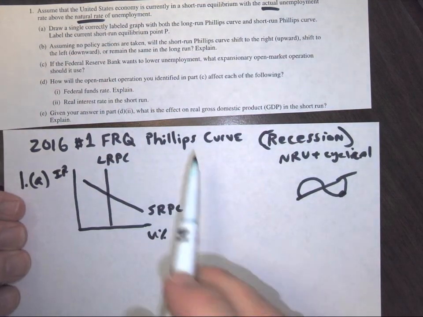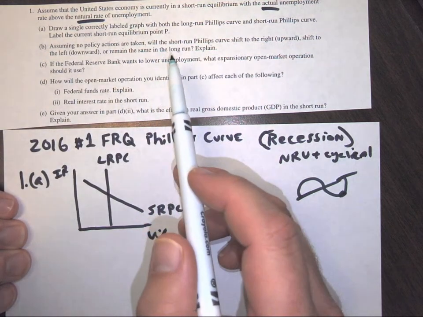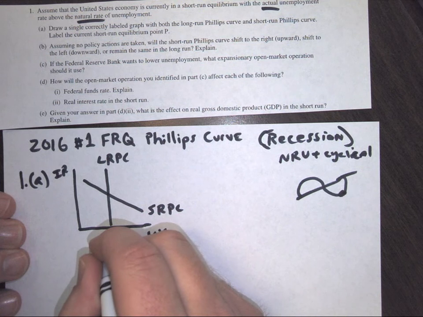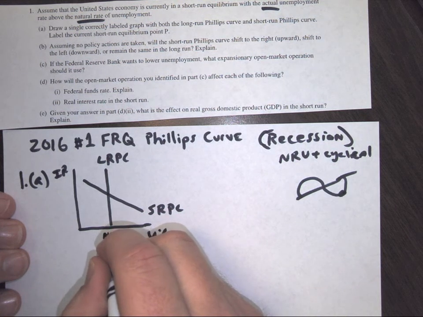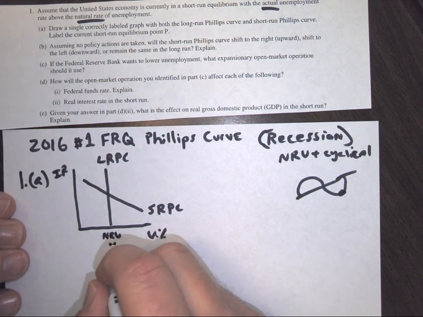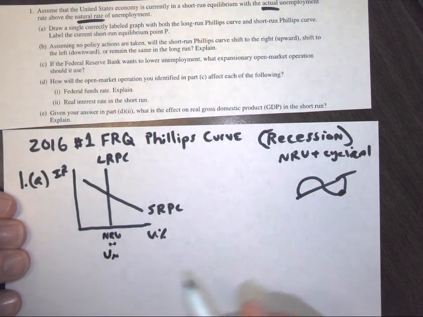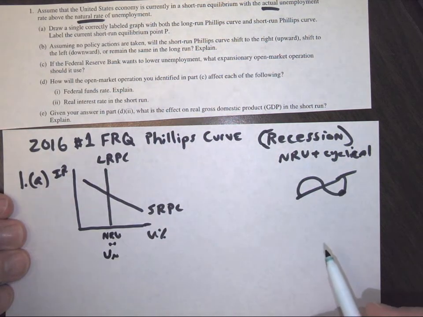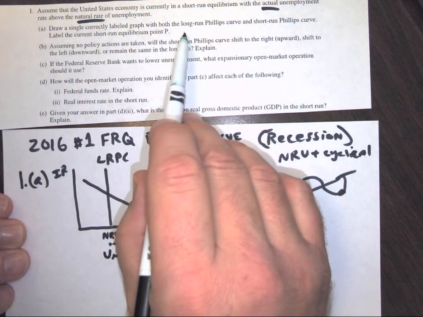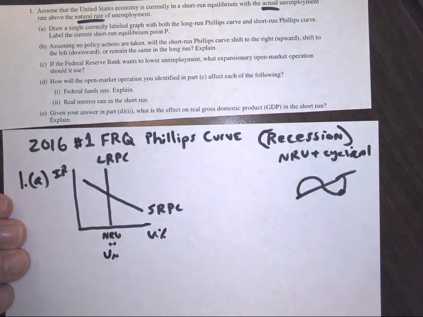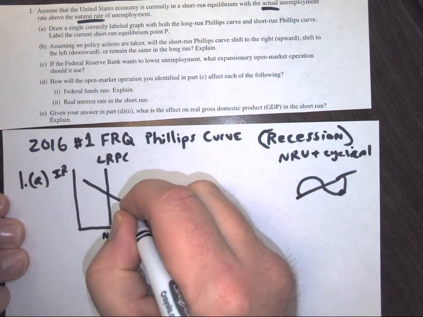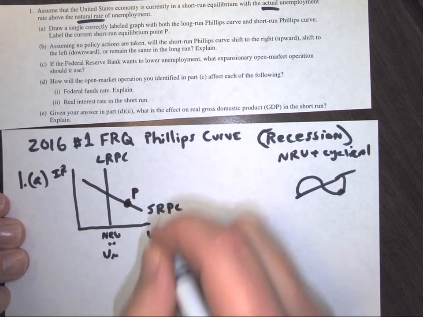All right, so they want current short-run equilibrium as point P. Well, we know we're in a recession, right? So this is our NRU, or you can put UN, but they didn't tell you to label it, so you don't have to. They said label it as point P, okay? Now, it said labeled with both long-run Phillips curve, short-run, and equilibrium as P. So, do what they say, you get points. I just do extra because it helps me see and visualize. All right, so we're going to put our point right here of P.